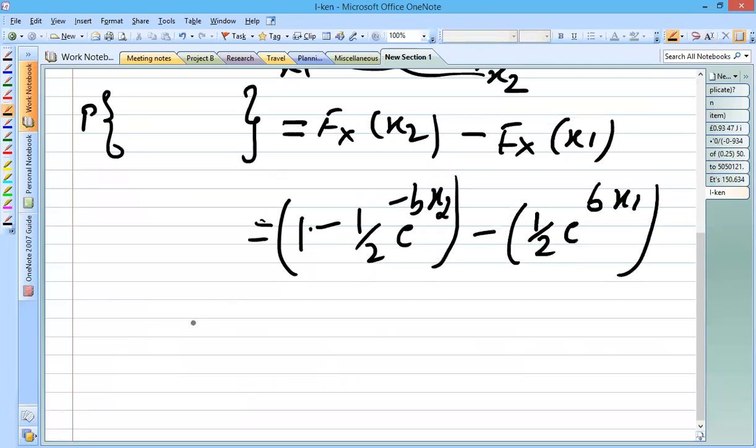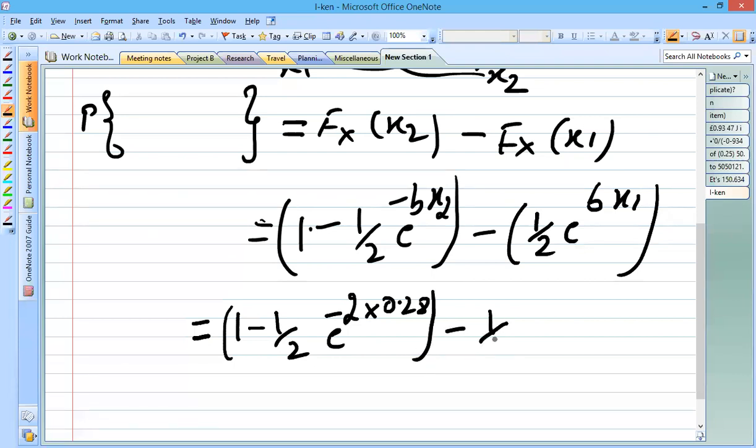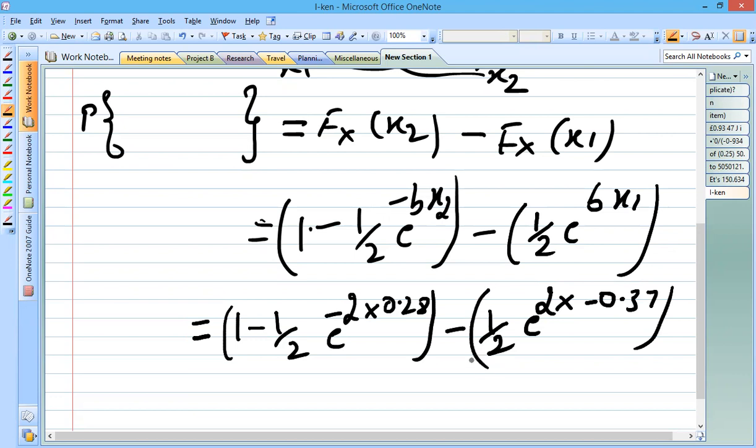So now in the next step you can substitute the value of x2 as well as b and simplify and get me the answer. So this can be written as 1 minus 1 by 2 e to the power b is 2 here, 2 into x2 is 0.28, minus 1 by 2 e to the power 2 into x1 is minus 0.37. Simplify and get the answer.